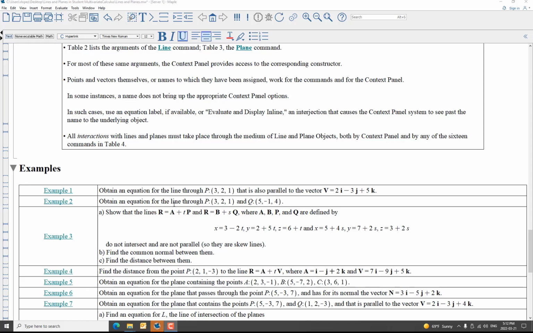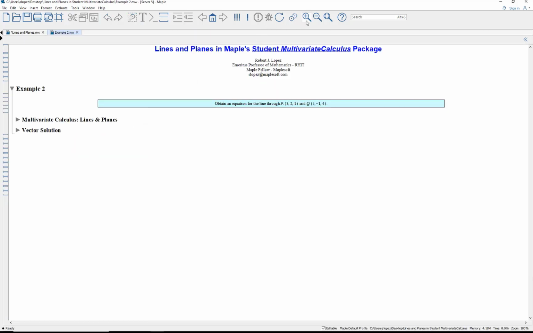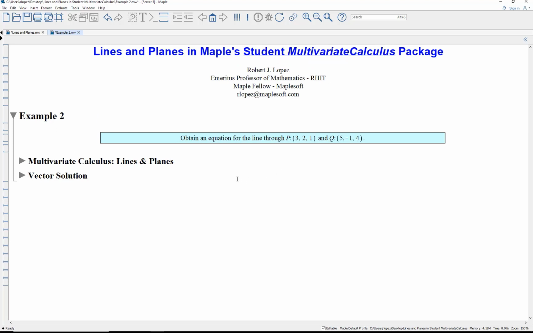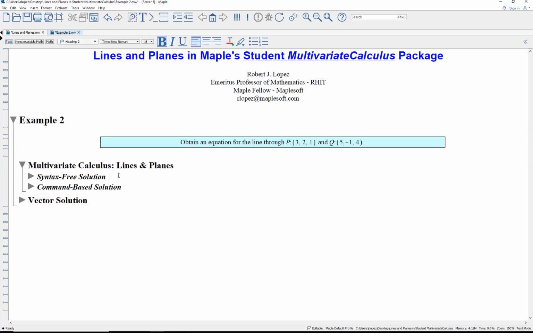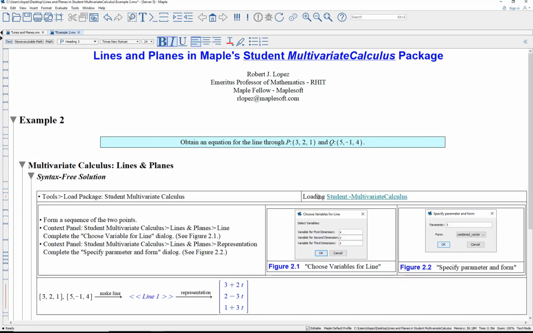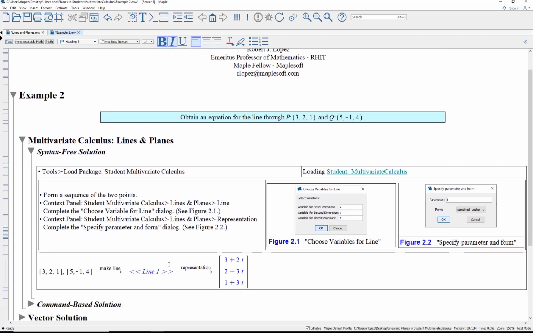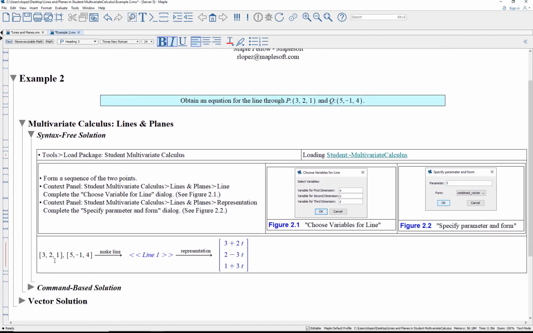For a second problem, we are looking for the equation of the line that passes through 2 points. Again, let's go over to the end of this hyperlink, and we have a place where we can solve this problem. Again, the solution will be in terms of both syntax-free computing, and we'll show you the commands. So for the syntax-free solution, we load the Student Multivariate Calculus package. We're dealing with 2 points. So here are the 2 points, 2 lists.